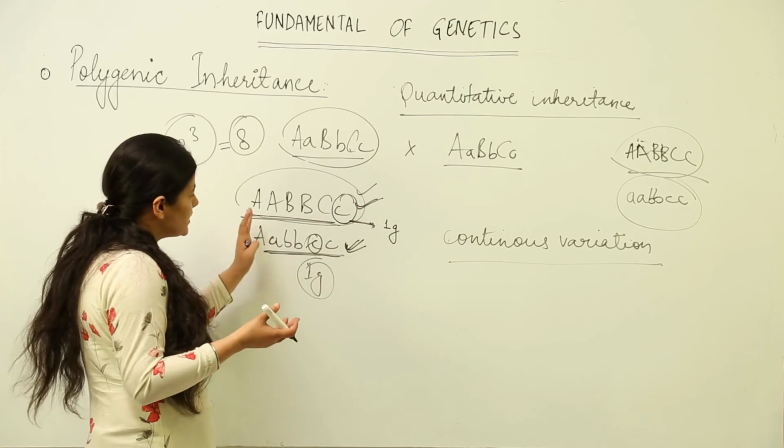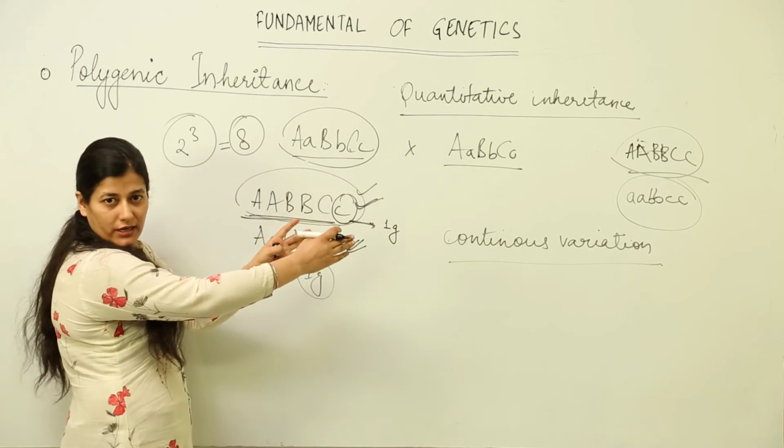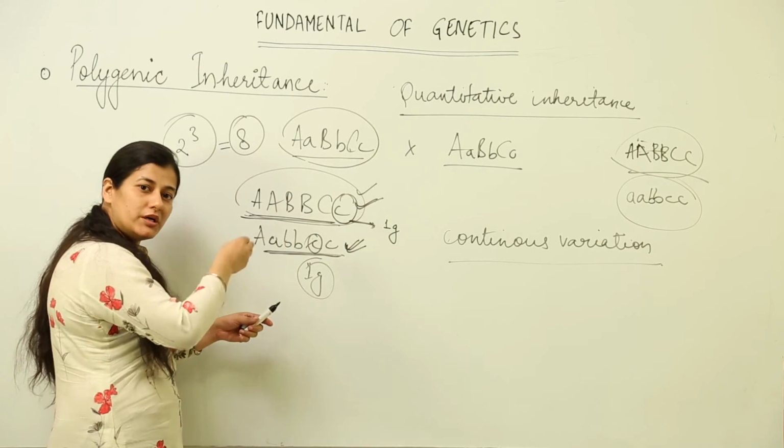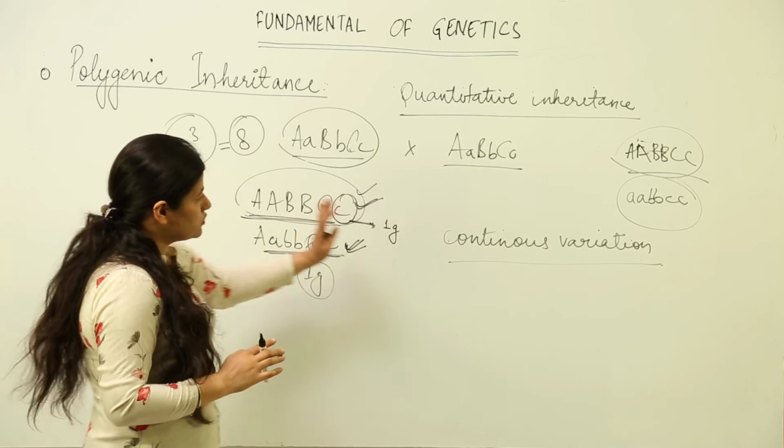And as you can make it out, it is totally quantitative. More is the number of alleles to whichever category it belongs, more would be the phenotype inclined towards that particular phenotype which the parent has. So this is about continuous variation.